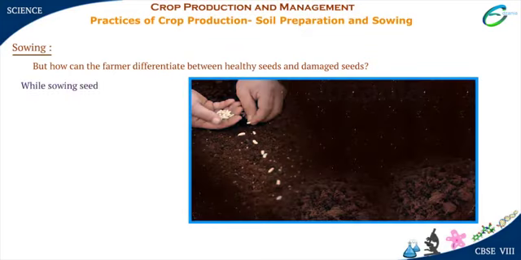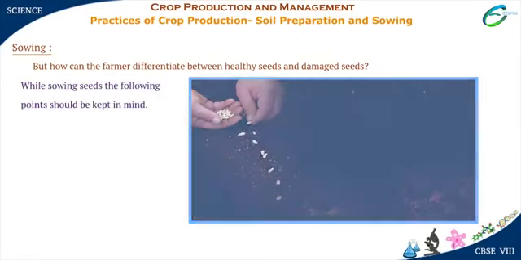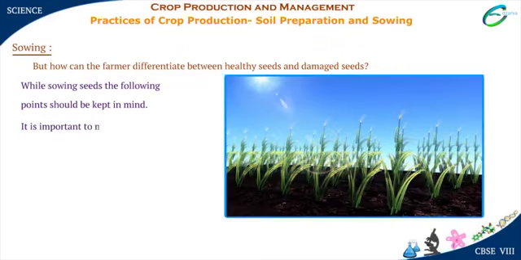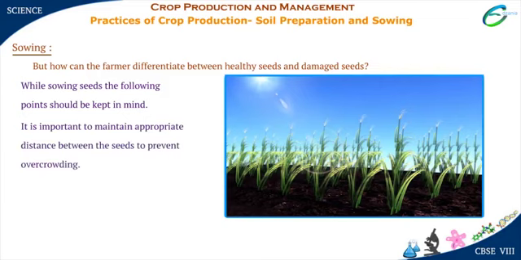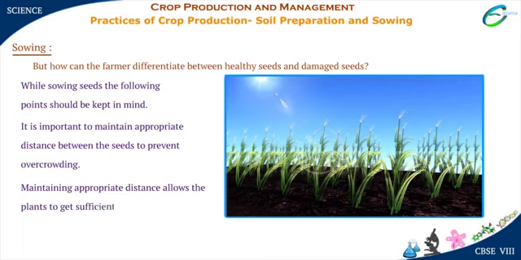While sowing seeds, the following points should be kept in mind. It is important to maintain appropriate distance between the seeds to prevent overcrowding. This also allows the plants to get sufficient sunlight, nutrients, and water from the soil.